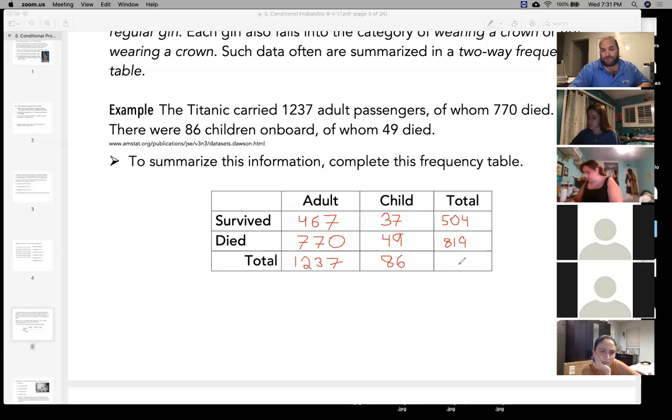You can add 504 plus 819, which would give you 1,323. Okay, that's one way, add these two numbers. What's another way? Or you add the total going across the row. These here? Yes. Okay. Is there a third way?